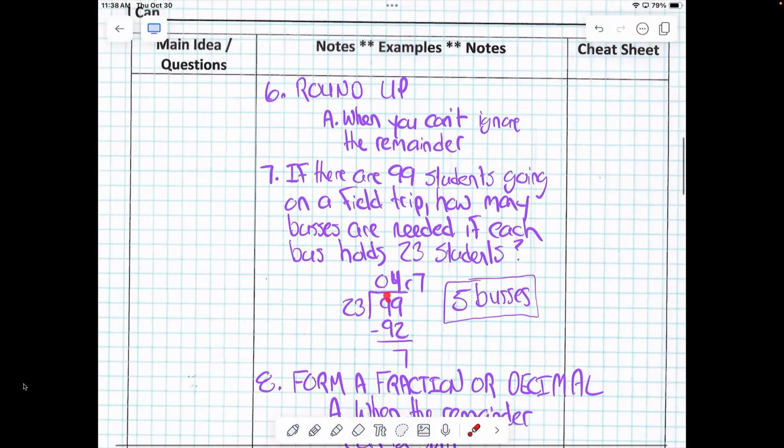I said, well, bus guy, 99 divided by 23 gives me 4 buses. Still would have how many kids left over? 7. So can I only order 4 buses and leave 7 kids behind, or do I need to round up to 5? Can't leave 7 kids behind, can I? That's silly. So in this situation, I round up.